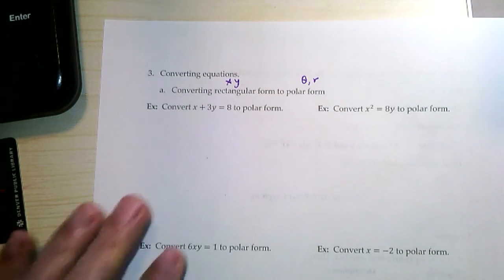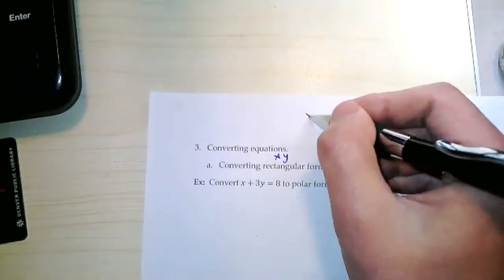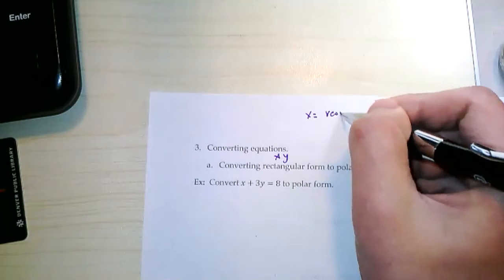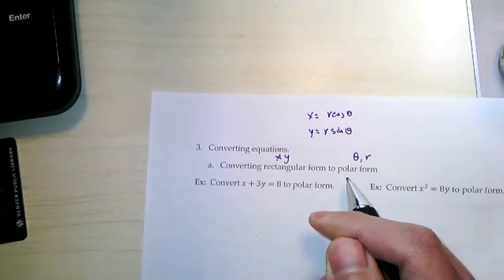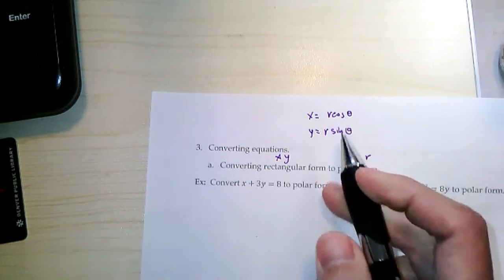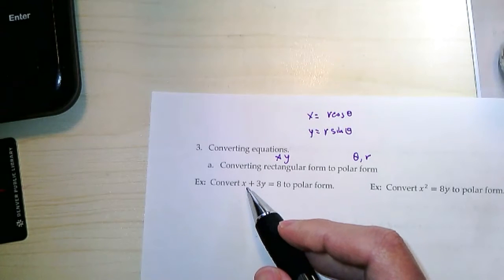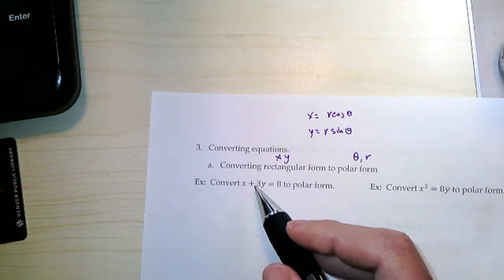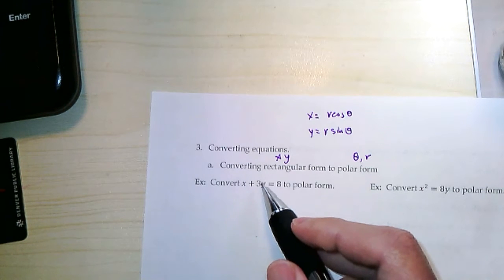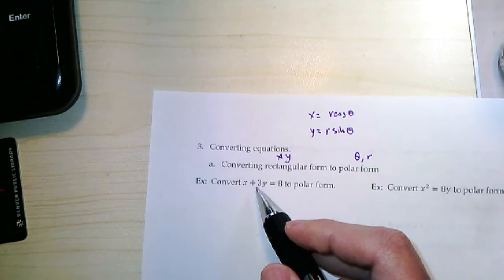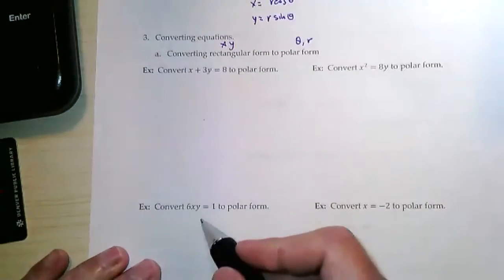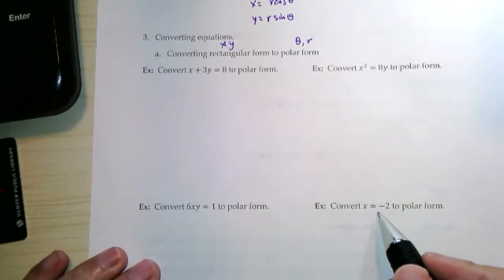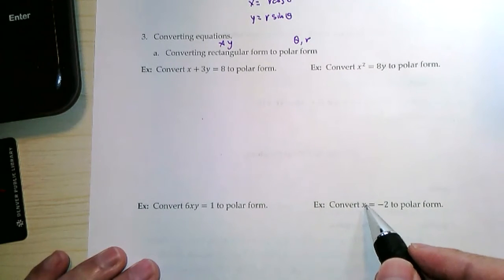How do you do that? Let me write this. x is r cosine theta, y is r sine theta, right? Once we have this, we can rewrite everything into r and theta. x can be rewritten into r and theta. y can be rewritten into r and theta. Right? Similarly, for here x and y, here x, here you don't need to write a y. Okay.